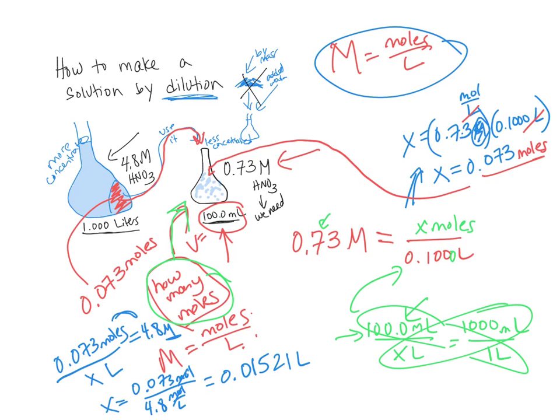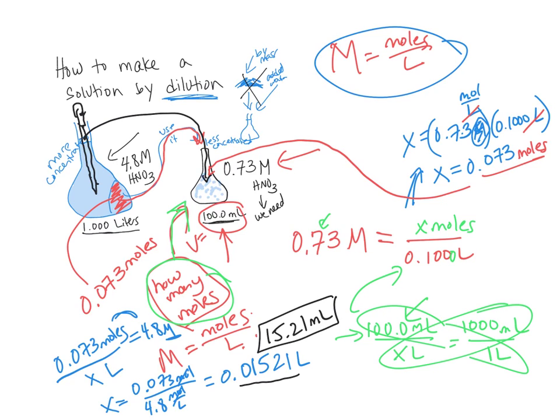I would put a pipette in here, and that's what you're going to do. You're going to use a pipette, and we'll learn how to do that. You'll measure out 0.01521 liters, which is 15.21 milliliters. Then you will put that in here, and that's not going to fill this whole flask up. It's just going to go down to here. So just a little bit, 15.2. This is a 100 milliliter flask. We're putting in only 15 milliliters.